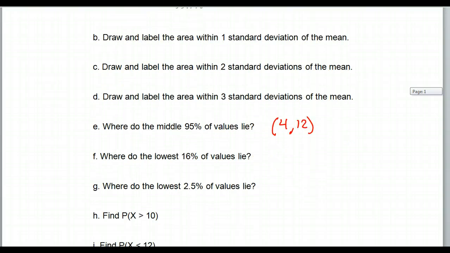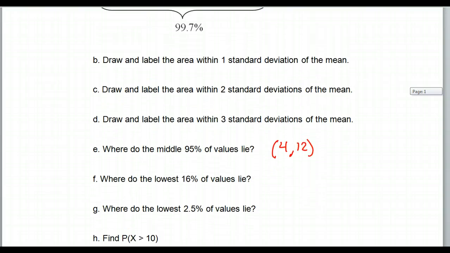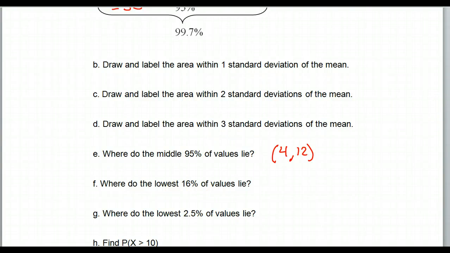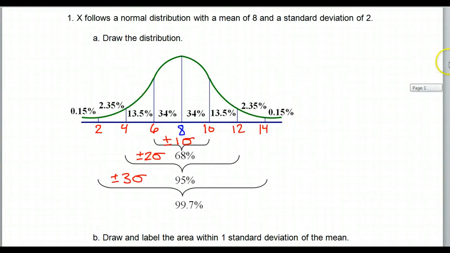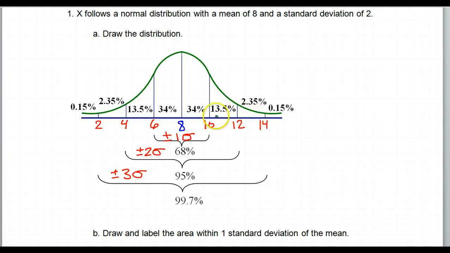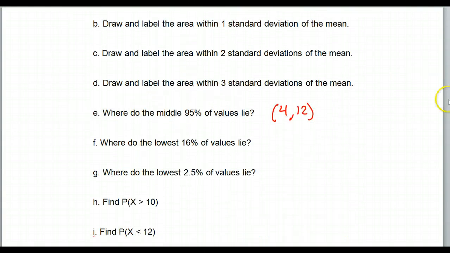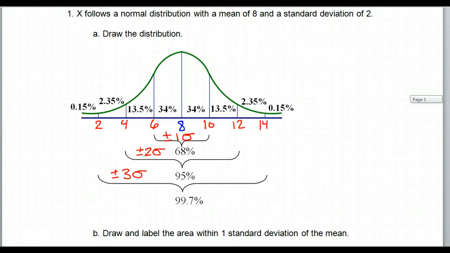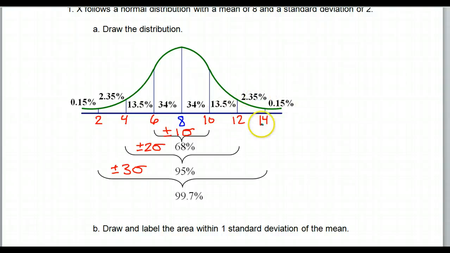Where do the lowest 16% of the values lie? 16%. When I look at this, I don't see any 16s on here. Now, if they're talking about the lowest 16%, should I be looking at the right side of the graph or the left side of the graph? Well, clearly I'm going to be talking about the left side of the graph.